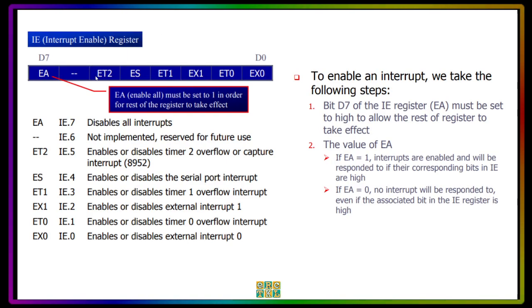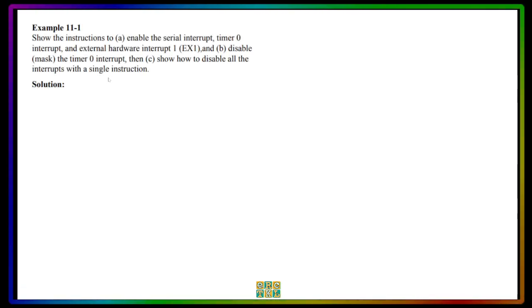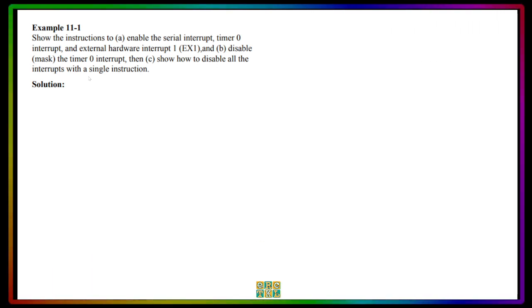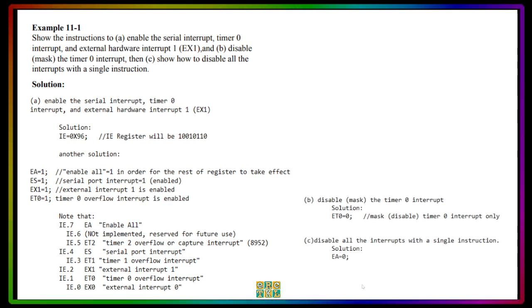Now for letter C, we have to show how to disable all the interrupts with a single instruction. Of course, if you don't use a single instruction, all you have to do is put EA equals 1, ET2 equals 0, ES equals 0, ET1 equals 0, up to EX0 equals 0. But if you do that, you will need to write 6 or 7 lines of code. So this is not what we want to do. We want to show how to disable all the interrupts by simply using a single instruction. As you can see in the solution here, you just need to put EA equals 0. So EA equals 0 will disable all the interrupts. You don't need to put EA equals 1; you have to put EA equals 0. That's it. No need to write 0 to each of the 6 interrupts.